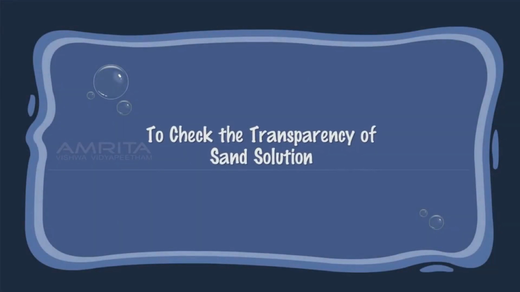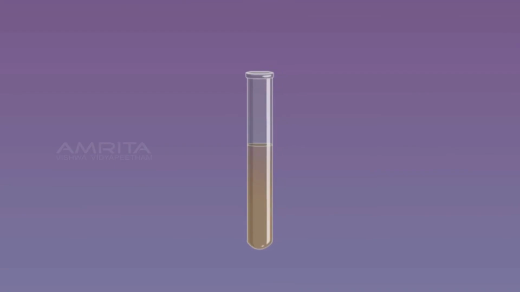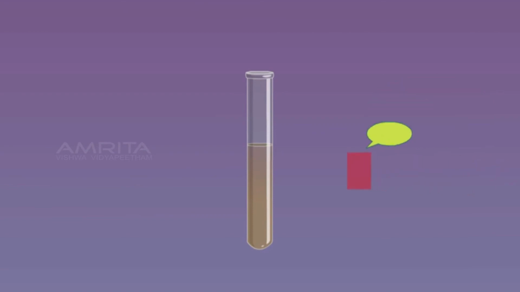To check the transparency of sand solution, take some of the sand suspension in a test tube. Paste a small strip of cellophane paper on one side of the test tube and view it from the other side. The cellophane paper is not visible from the other side of the test tube. This indicates that the suspension is opaque.